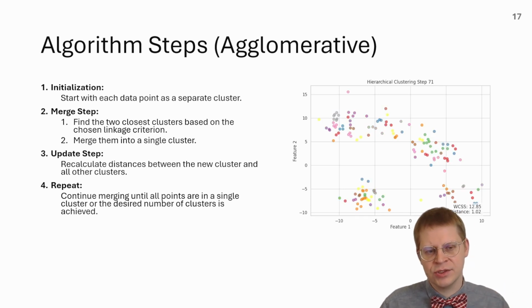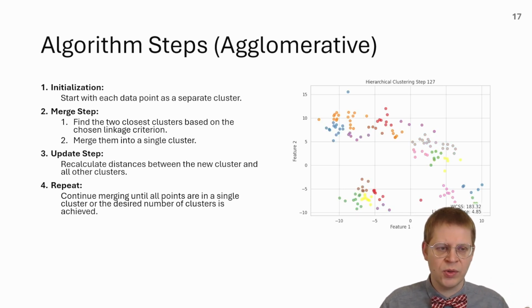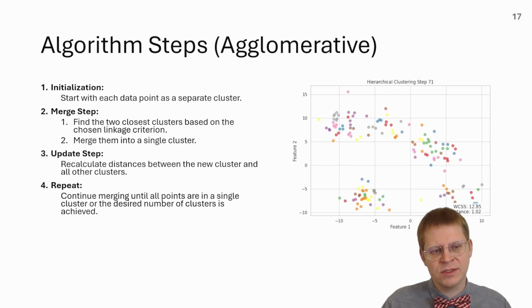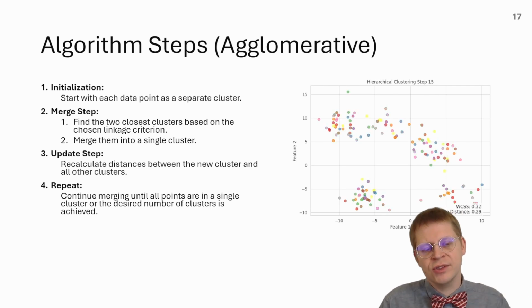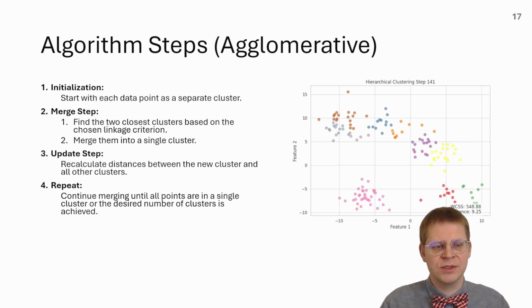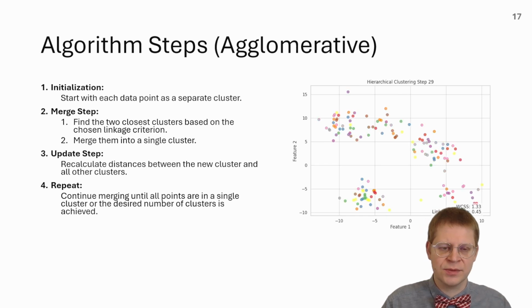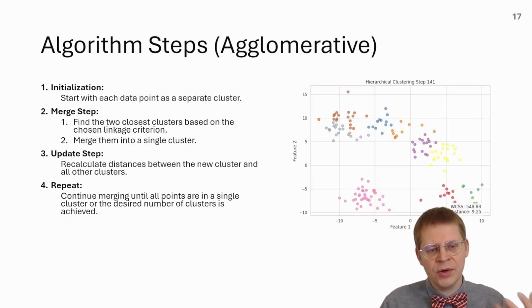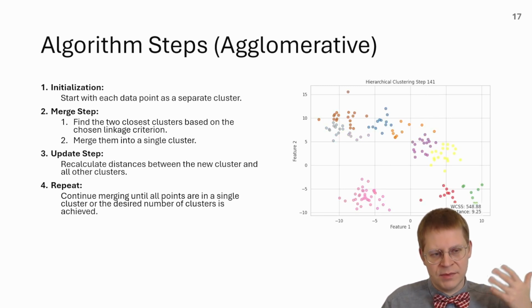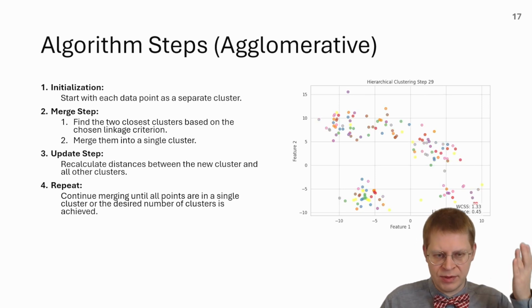So single linkage is the minimum distance between points in two clusters. Complete linkage is the maximum distance between points in two clusters. Average linkage is the average distance, and Ward's method minimizes the variance within clusters after merging. These two clusters are merged into a single cluster once we have selected them. And the step is visualized on the right.